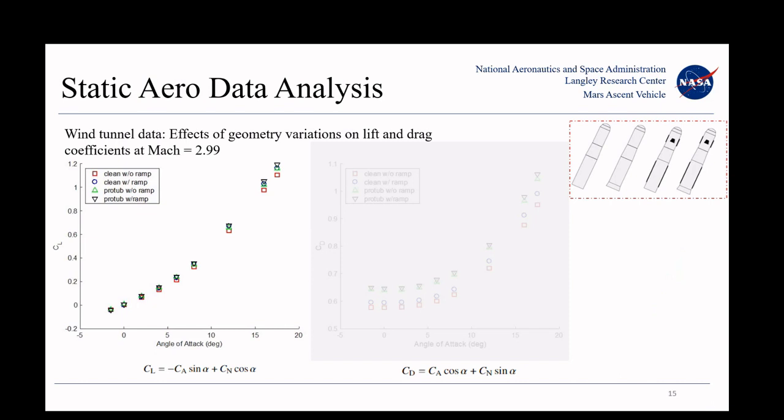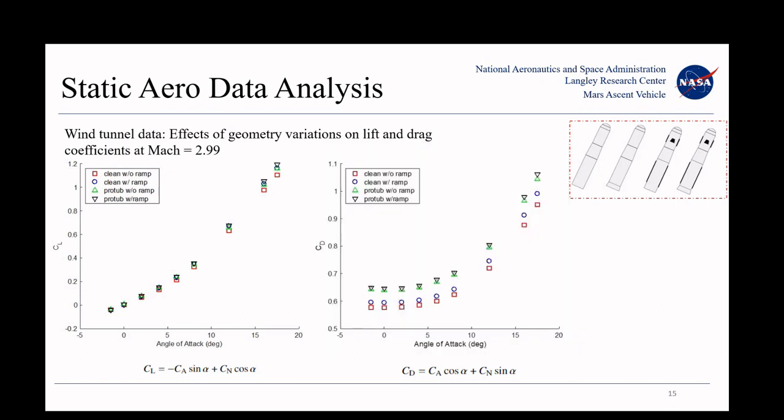Okay, static error data analysis. So I'm going to start off with the effect of configuration or geometry variations on both lift and drag. One sample case is shown here. This is Mach 2.99, which is mid-supersonic. And for the lift coefficient, there isn't much variation. It primarily entails a small shift in the curve by a constant value. You can see there's a slight increase with the protuberance, and the ramp generates more lift than the baseline case. Really it is a linear shift for the lift coefficient.